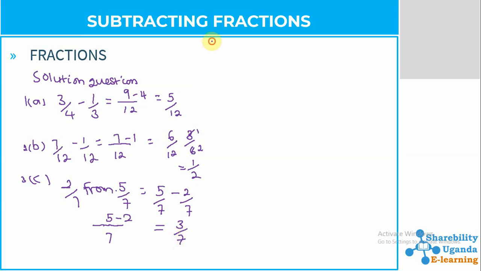If we do this the other way around, if we get 2 out of 7, then we say from 5, we cannot get the same what?